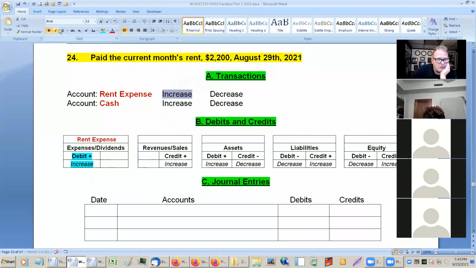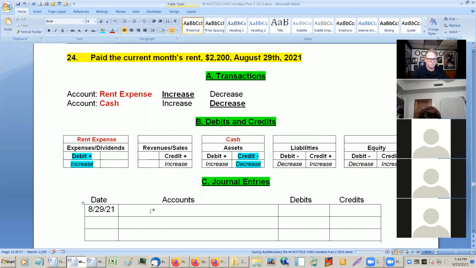No, we will do this. Rent is always increasing. 2 months' worth of rent is more than 1 month, so it's always going up, until we get to the end of the year, when there's a full 12 months' worth of rent. Cash decreases. Asset. Okay, so rent expense.